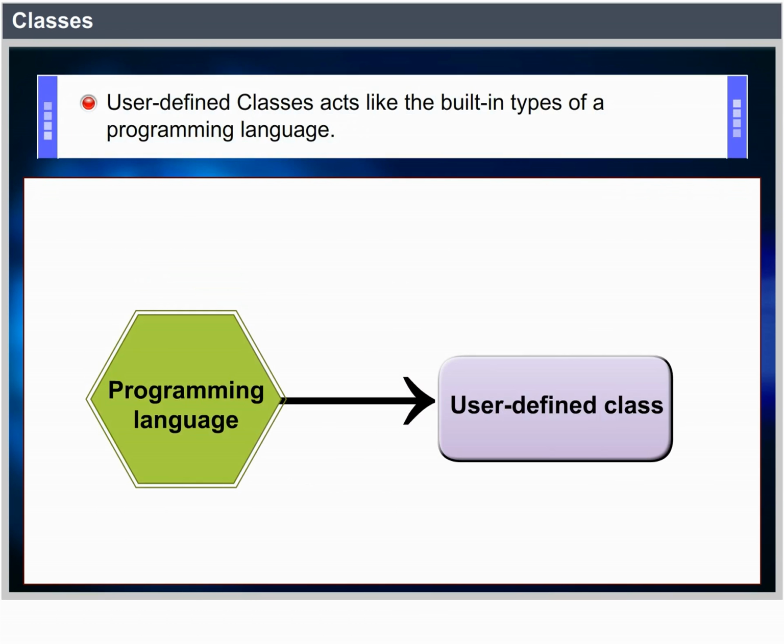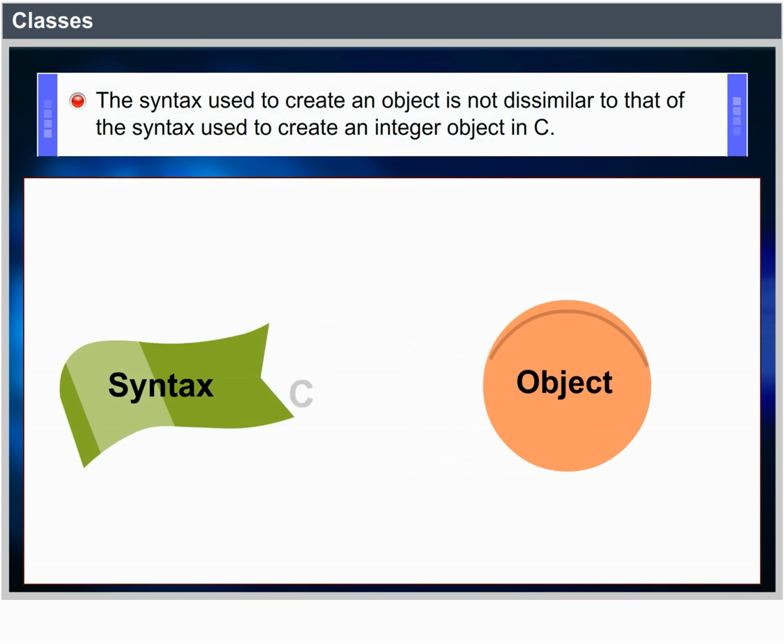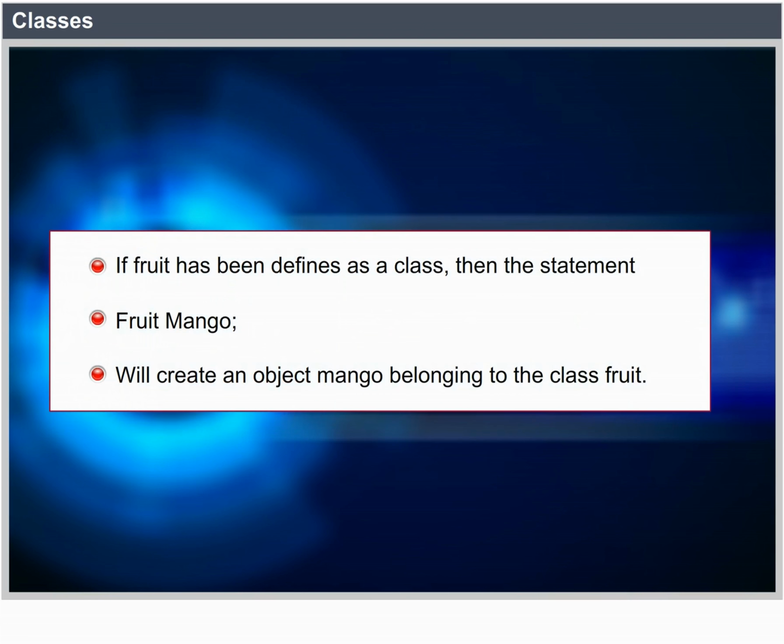Classes are user-defined data types and behave like the built-in types of a programming language. The syntax used to create an object is not different from the syntax used to create an integer object in C. If fruit has been defined as a class, then the statement fruit mango will create an object mango belonging to the class fruit.